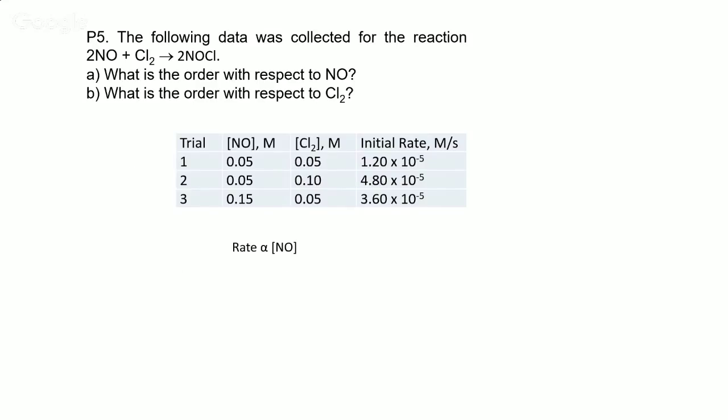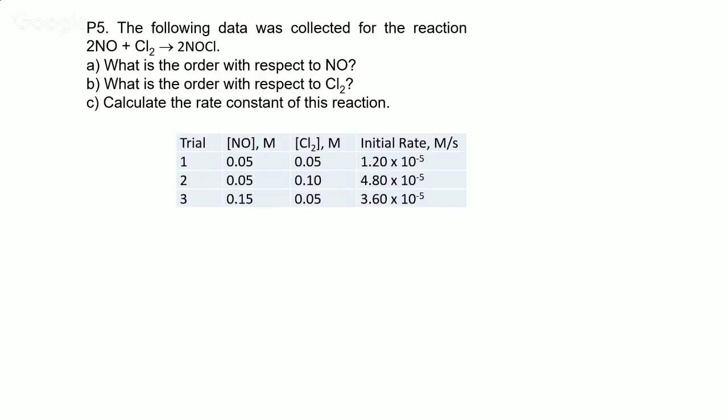So you put the two together: first order with respect to NO, second order with respect to chlorine. You combine those two and change that to an equality by factoring in a constant. You get the rate law of your reaction. And finally, you can calculate the rate constant once you know the rate law.